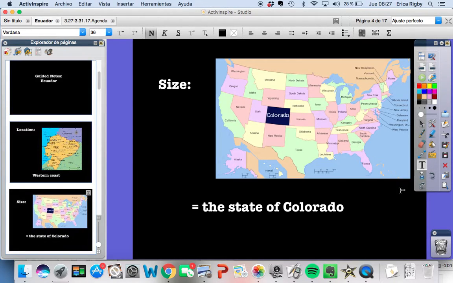The size of Ecuador. Ecuador is a country that is about the size of Colorado. Okay, this state in the United States. It's about the size of Colorado. It is located in the Amazon. It is cut through by the Andes mountain range.